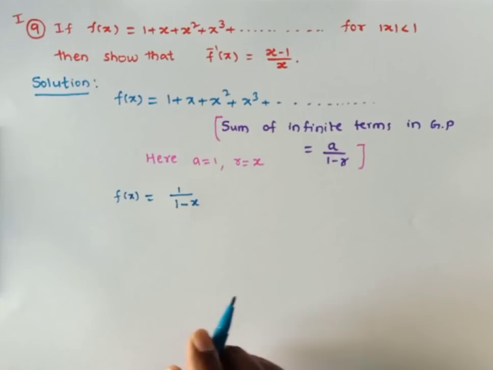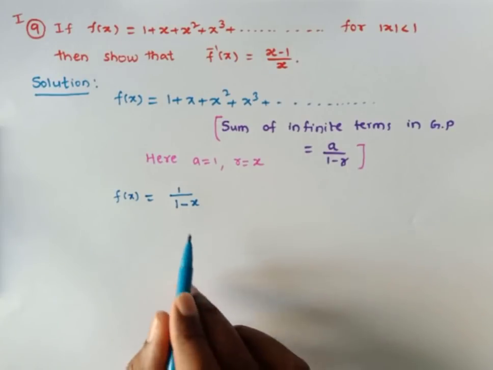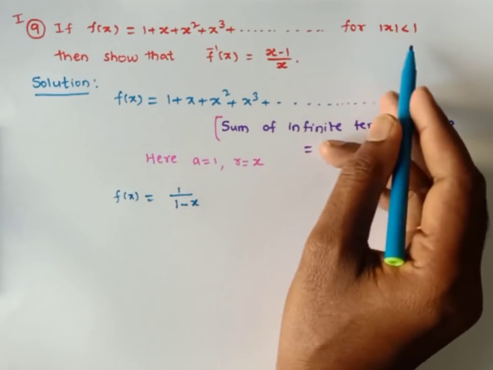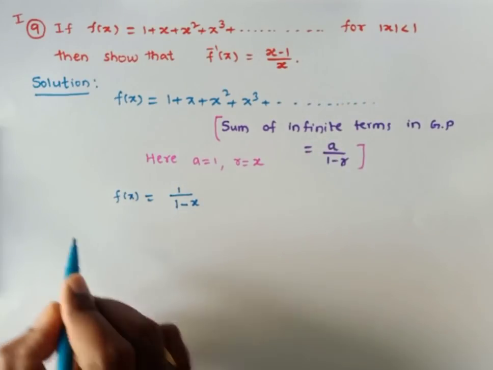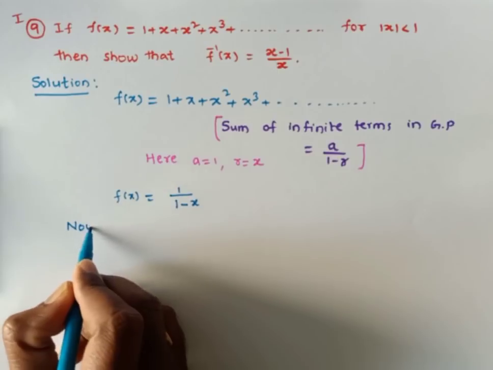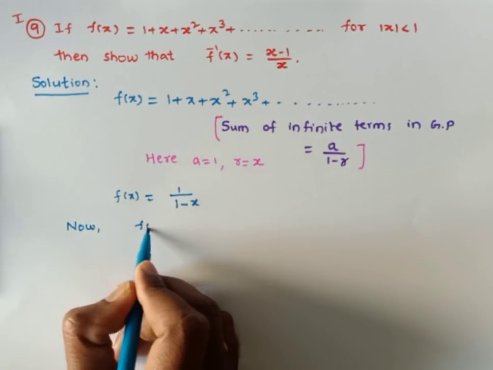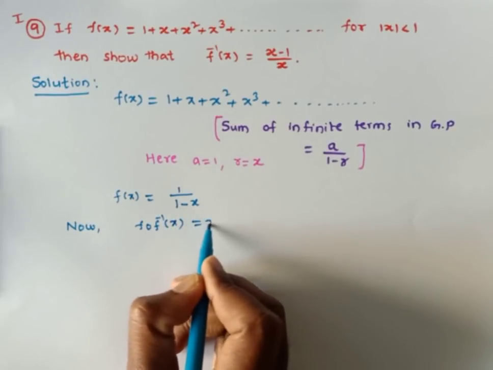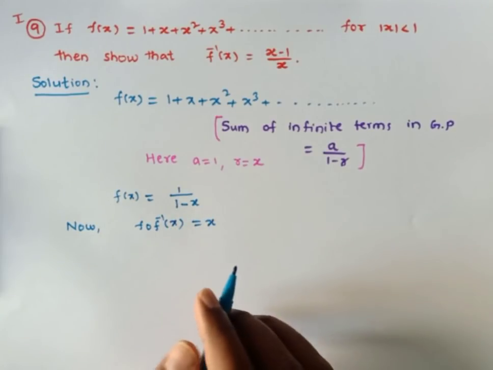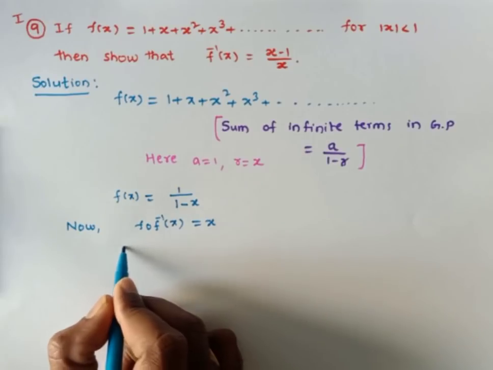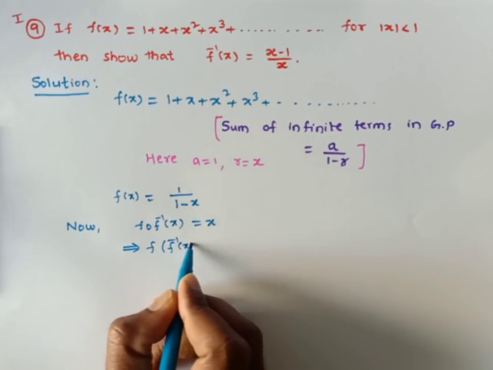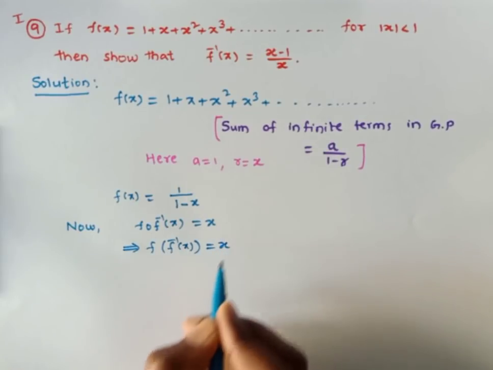What you have to find is f inverse of x. In the given domain, this is not defined at x equals 1, so the domain is from minus 1 to plus 1 only. Now you can apply an identity: f compose f inverse of x is always x, if the given f has an inverse. Which can be written as f of f inverse of x is equal to x.